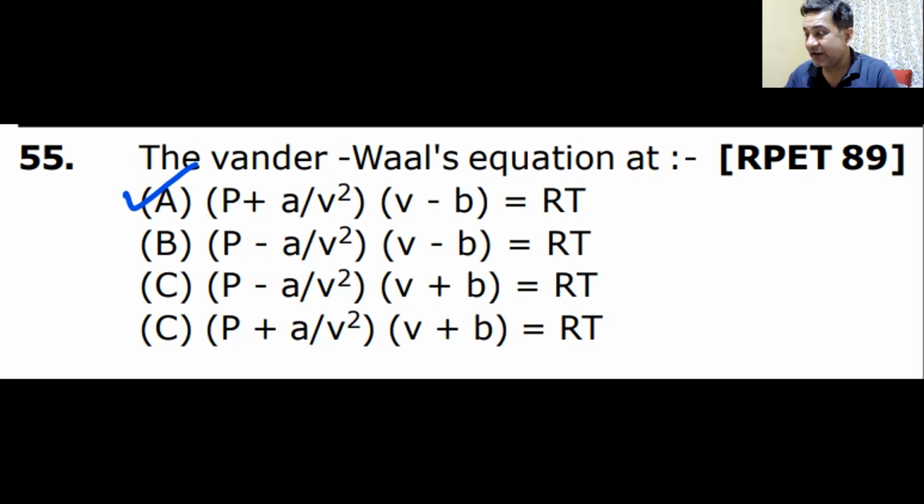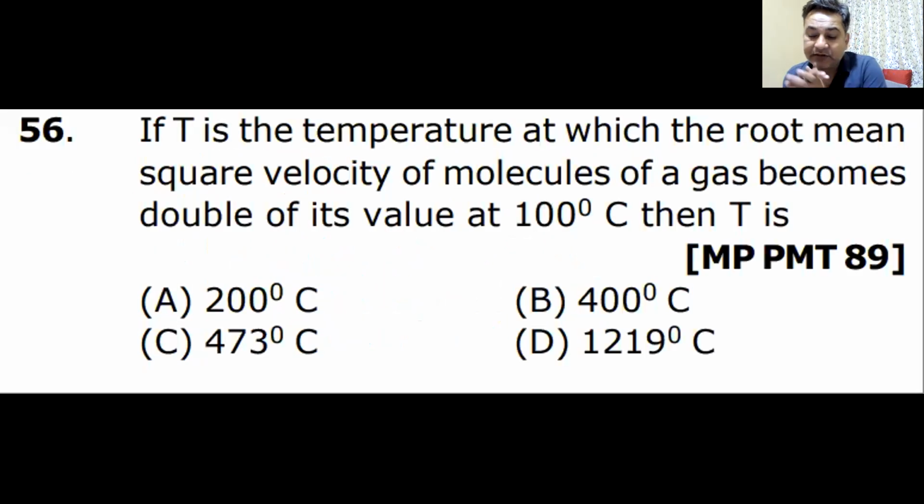If you have done this, I'll move on to the next problem, which is problem number 56. If T is the temperature at which the RMS velocity becomes double of its value at 100 degrees Celsius, then how much is the temperature? Waiting for your answers. A, B, C, D, 1, 2, 3, 4.